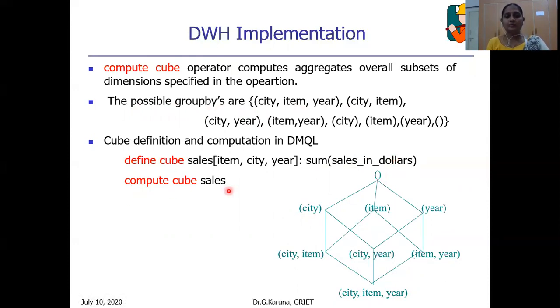Now we have to write the compute cube operator using the DMQL query language. This is the syntax, whatever is given in red color: define cube. These are the keywords. Sales, I would like to determine sales with respect to the 3 dimensions item, city, year, right? By considering these 3 dimensions, calculate the sum of the sales in dollars. For this, compute cube sales. Sales is already defined here, declarations are given. Now the compute cube operator will calculate the sales with respect to the 3 dimensions. This is the usage of the compute cube operator.